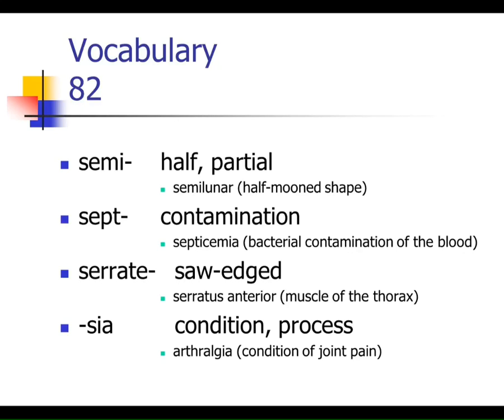Serrate, there are muscles called the serratus anterior. We didn't learn it this semester. A serrated edge, though, on a knife, sort of a saw edge or saw-edged sword. SIA, I have no idea why I have that example. It doesn't make any sense. So SIA means, though, a condition or a process of.